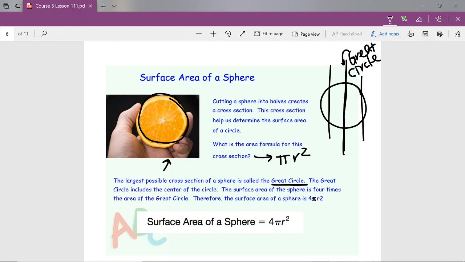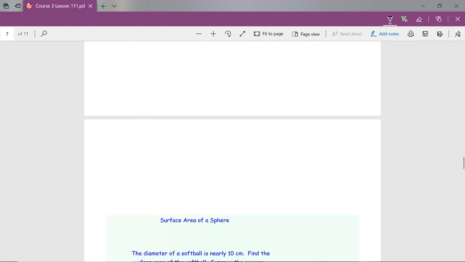Well, mathematicians have found out that with a sphere, the surface area of that sphere is actually 4 times the area of that great circle. So I take the area of this middle of my orange and multiply it by 4, and I get the surface area of the entire sphere, the entire outside of it. So basically the orange rind all the way around would be 4 times the area of the center circle, the area of that great circle.